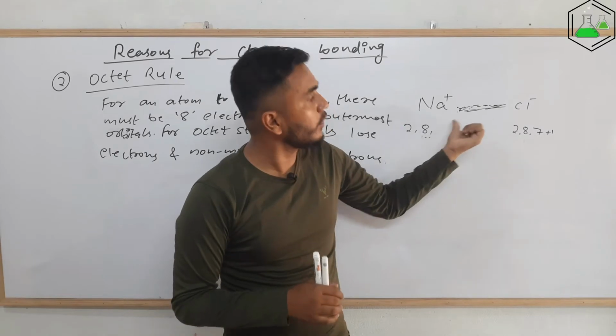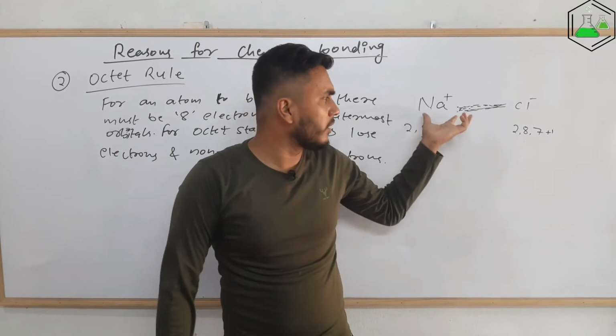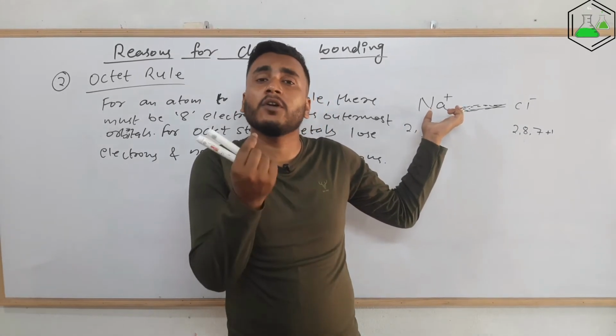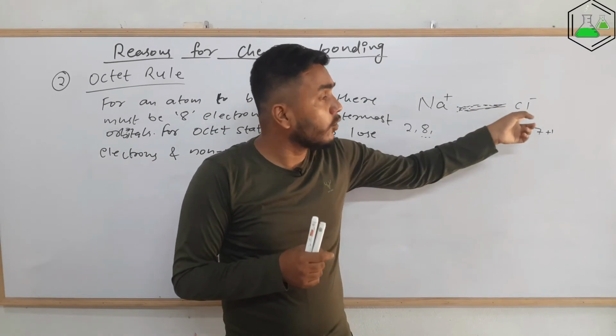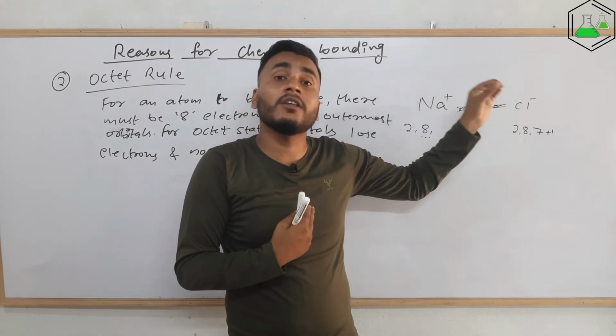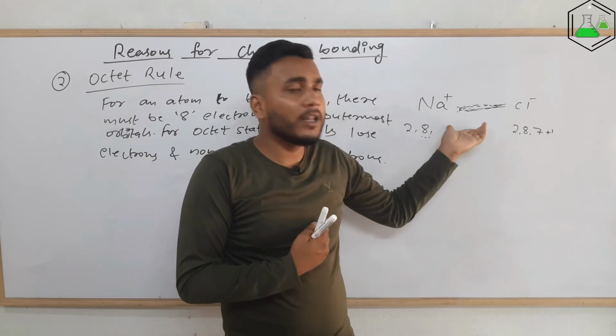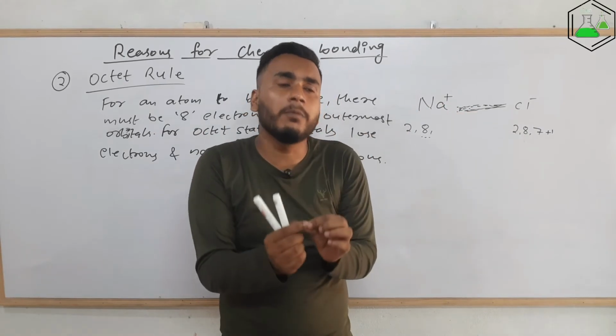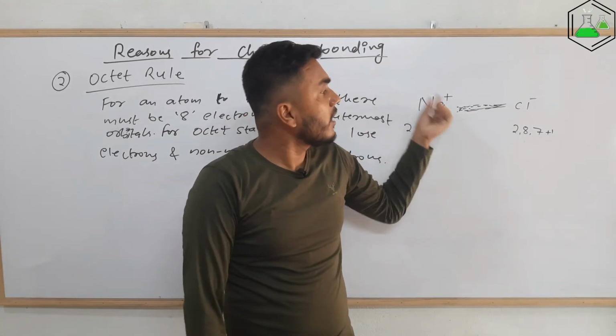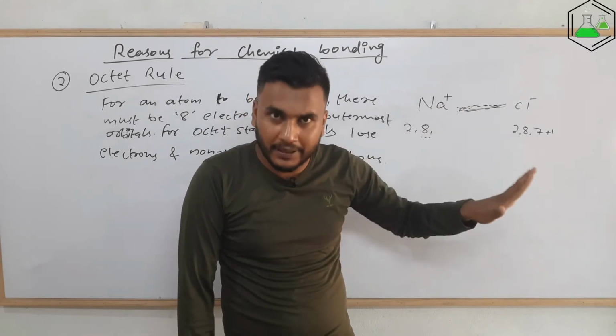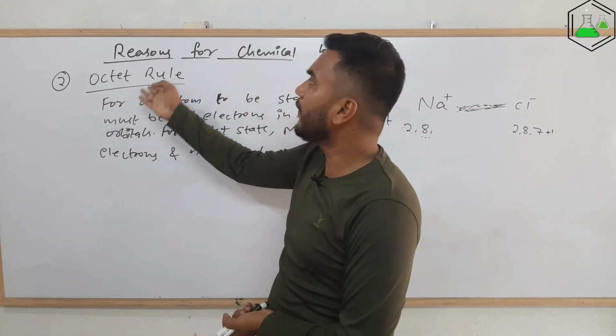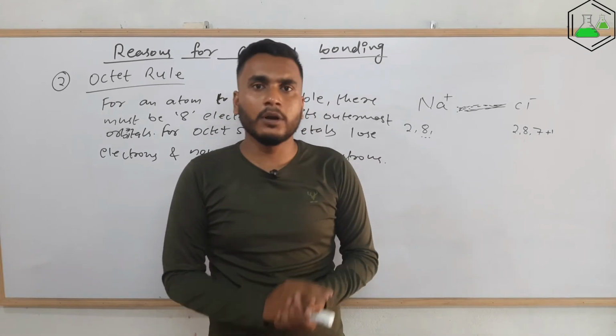So in the sodium and chlorine case, sodium can give 1 electron because it has 1 extra electron. Chlorine can gain 1 electron because it is lacking 1 electron, and when they do so, a bond is formed between them, and as a result, a chemical bond is established. So this is the second reason for the formation of a chemical bond. Now let's see the third reason.